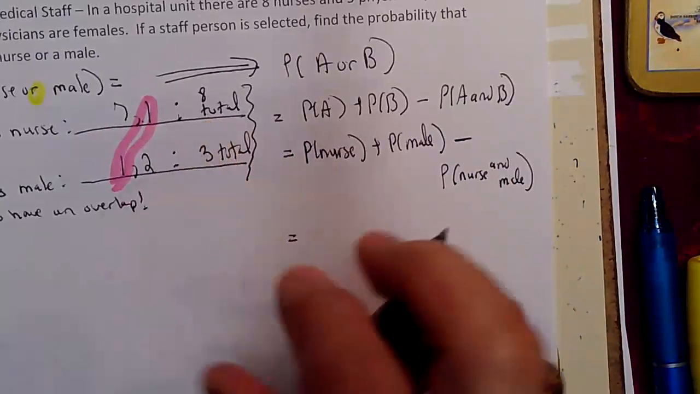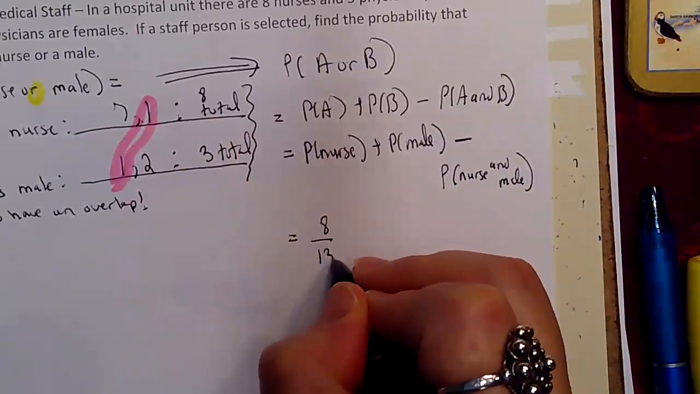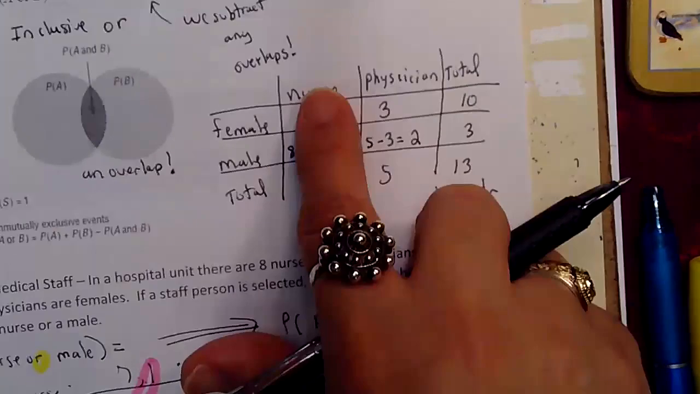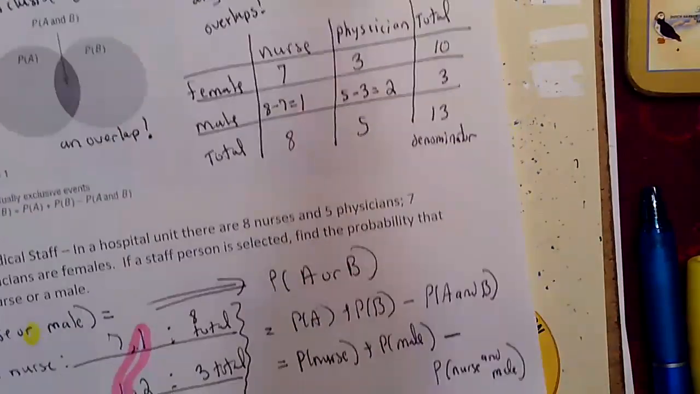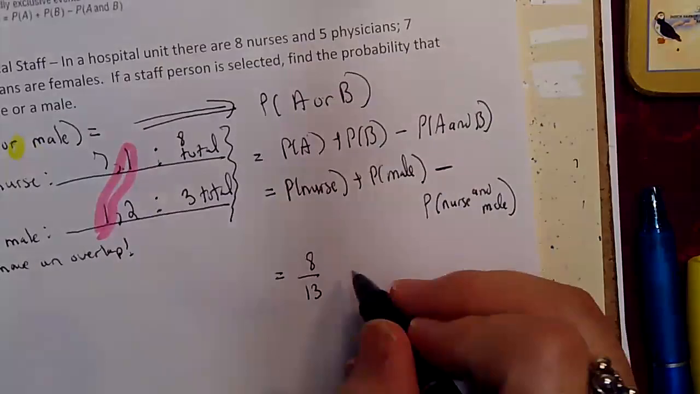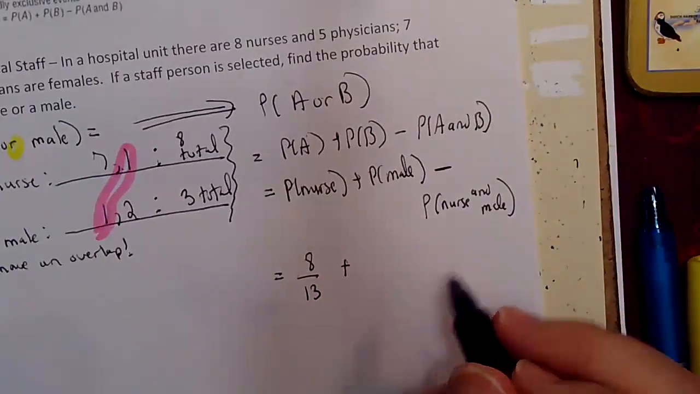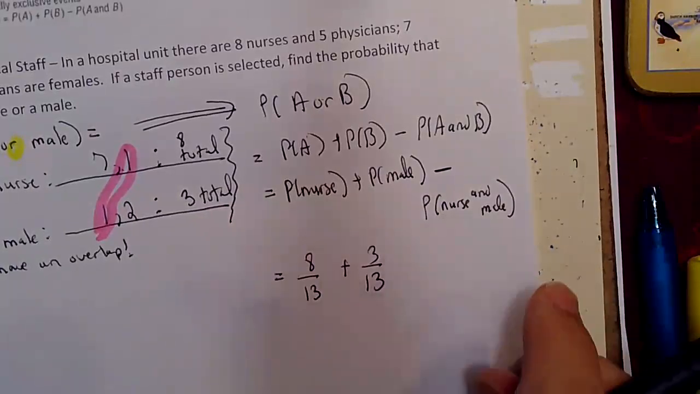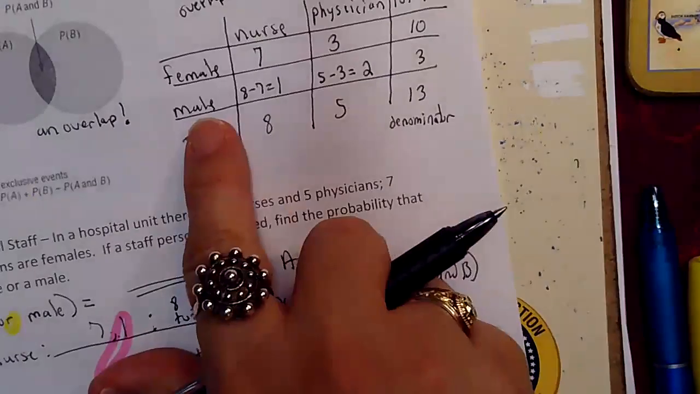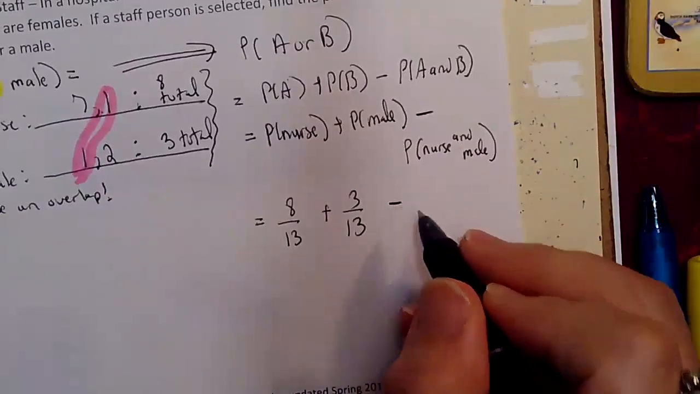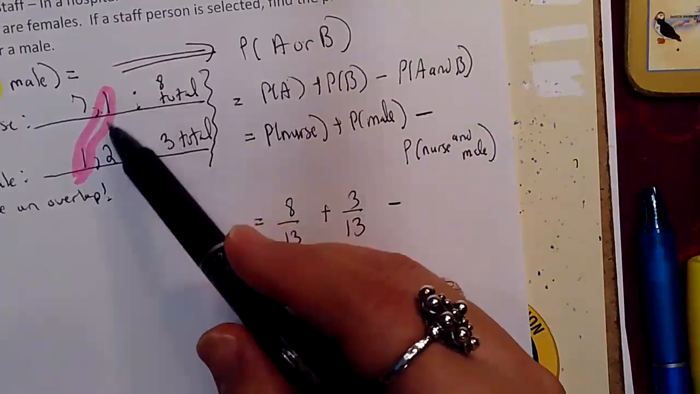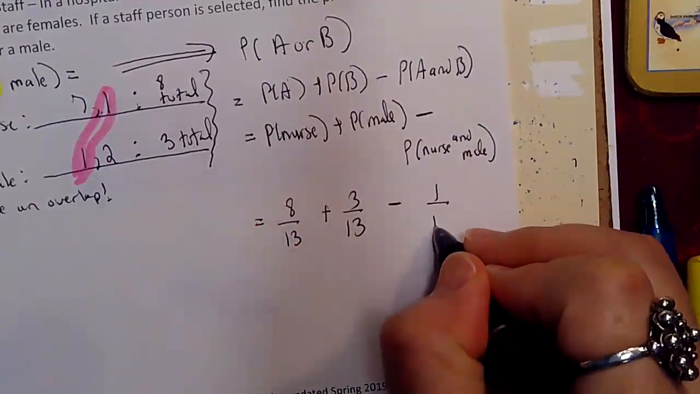Okay. So we have for probability of nurse, that's why I keep these totals. See, there was 8 and the denominator was 13. You can also see on the nurse over here in the table, you see 8. And then plus we have the probability of the male, and that would be this number right here. 3 over 13. And you can see that here on your chart, male, 3 out of 13. And then you're subtracting any overlaps if you have any. And we do have this overlap in pink, and the number is just 1 over 13.